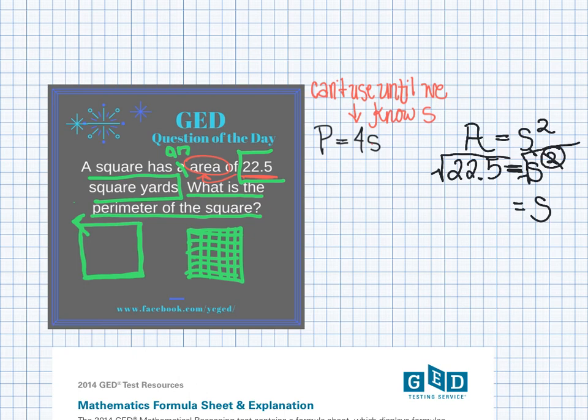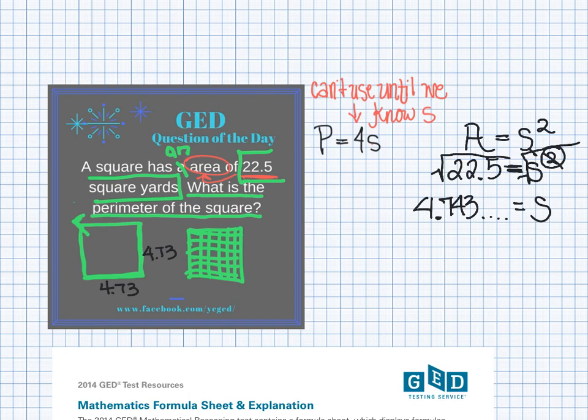So the square root of 22.5, and I get this nice ugly number, 4.743 and so on. Okay. So what I figured out is that the side length of this square is about 4.7. But careful, too many students stop right here. You did not figure out the perimeter. All you figured out is the side length. You need to finish up your work here and figure out all the way around the square.